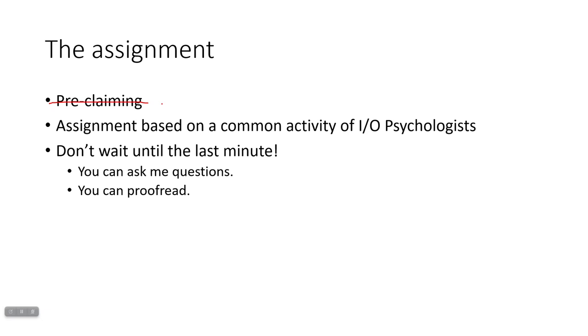But this assignment is based on a common activity of IO psychologists. As an IO psychologist, you're expected to be able to identify different psychological tests that you could use for employment tests, and not only identify them, but evaluate them. And so that's what we're going to be doing on this assignment, evaluating the reliability of a test. You're going to find a test and then evaluate the reliability.